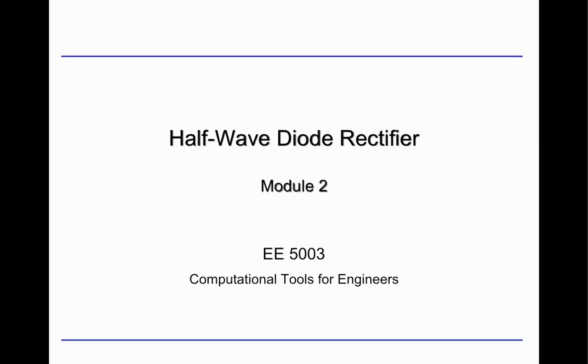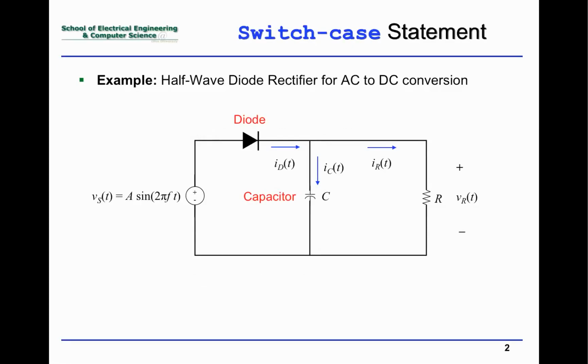So the last part of the homework assignment for Module 2 involves the application of the switch case statement to the simulation of a half-wave diode rectifier. Now, this simple circuit is something that all electrical engineers are exposed to in their sophomore circuits class. We're not going to go through the theoretical details here since our focus is on the use of MATLAB, but very briefly I'll remind us of how this works.